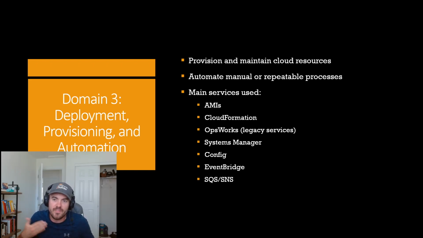So we're going to provision and maintain cloud resources, automate manual or repeatable processes. Okay, again, we want to automate as much as possible, that operational efficiency domain. And the main services used here are going to be AMIs, CloudFormation, OpsWorks, which definitely, guys, note that OpsWorks is a legacy service because in May of 2024, it's actually going to reach its end of life.